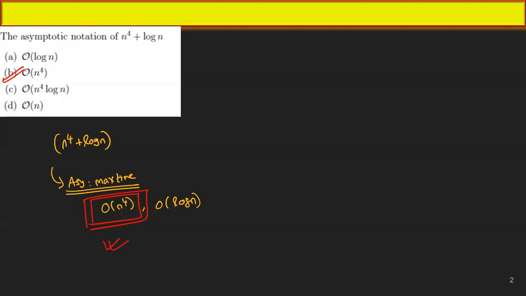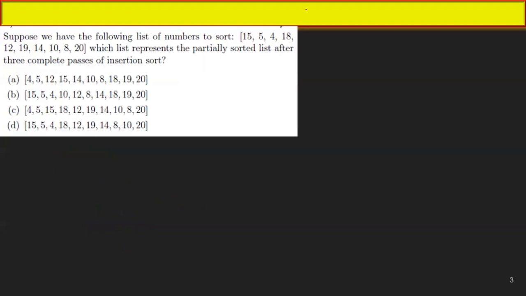Right. Moving forward. Now the third question deals with insertion sort. Just observe the question and understand it. Suppose we have the following numbers to sort: 15, 5, 4, 18, 12, 19, 14, 10, 8, 20. You are having a set of numbers to sort. Which of the following lists represents the partially sorted list after 3 completed passes of insertion sort?